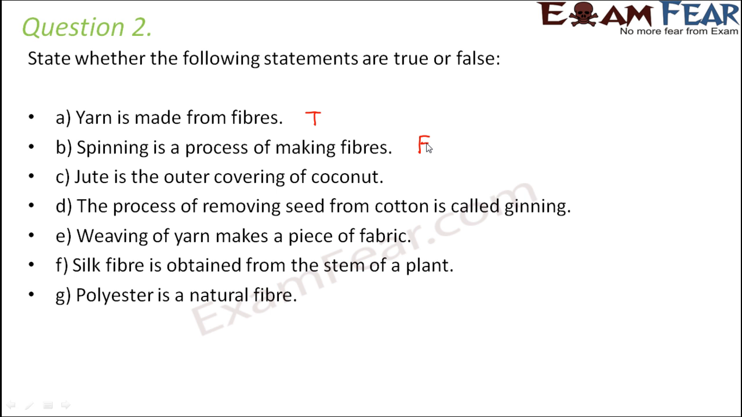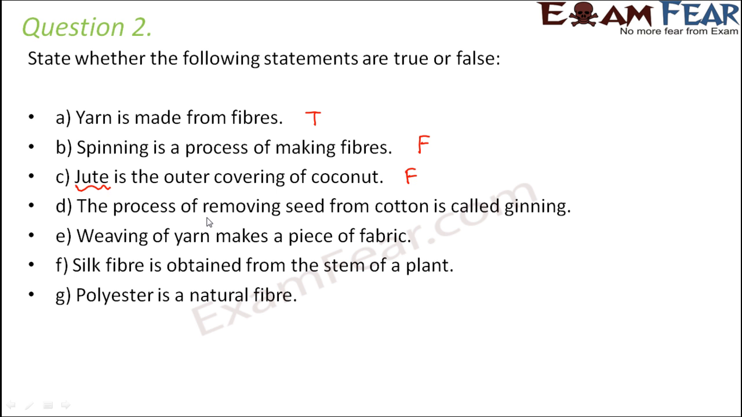So once we get the fibers, we straighten them and twist them to make the yarn, and that process is called spinning. So spinning is not a process of making fibers, but it is a process of making yarn from fibers. Jute is the outer covering of coconut. That is again false. It is not jute but coir, which is the outer covering of coconut.